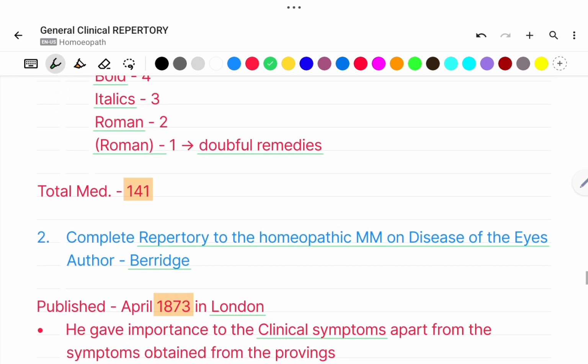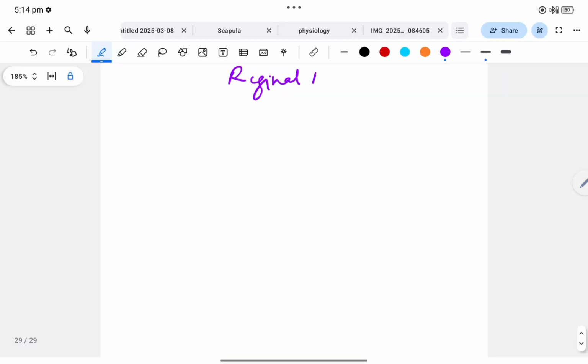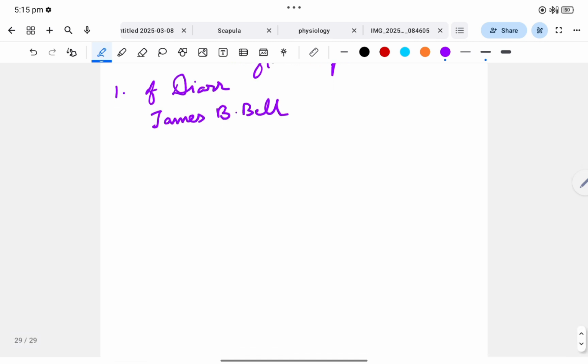Now we have seen two repertories. Now we will revise them. Regional repertory. So our first repertory was homeopathic therapeutics of diarrhea by James B. Bell. So it has two parts. First we will see the editions.